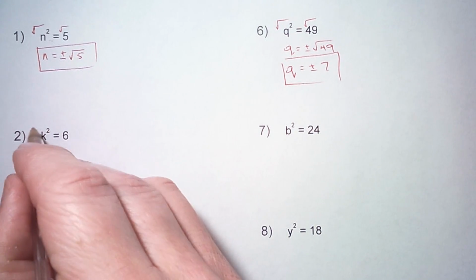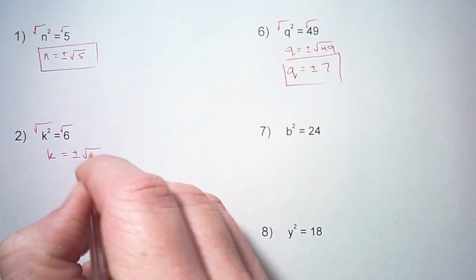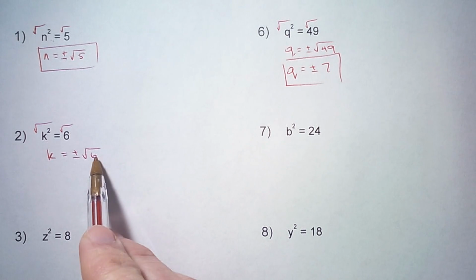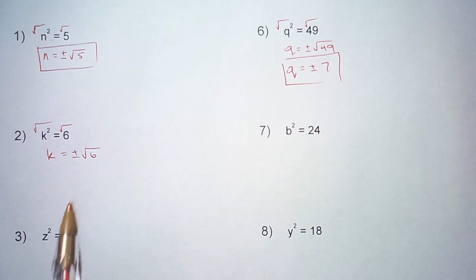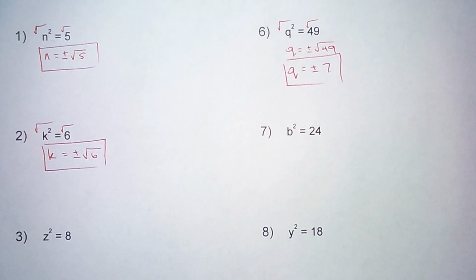Next up, k squared equals 6. So we do the square root and we get k equals plus or minus the square root of 6. Now that square root, just like the one above, does not simplify, so we're going to leave it just like that. K equals plus or minus the square root of 6.